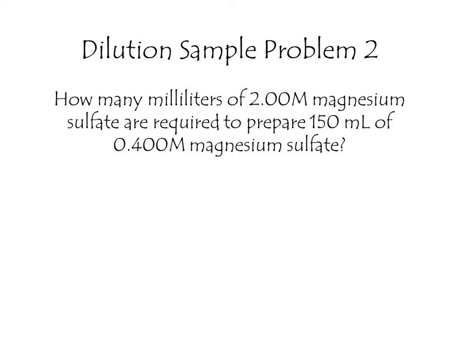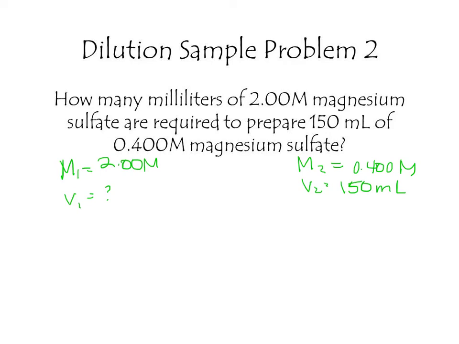And if you've noticed, this question's also similar. You have 2.00 molar magnesium sulfate, and you're looking for how much you need to use in order to make 150 milliliters of 0.400 molar magnesium sulfate. So let's go ahead and write all our knowns. We know our M1, M2 and V2, and we don't know our V1, so let's put a question mark. It's 2.00 molar for M1, and for M2, it is 0.400 molar. For V2, it's 150 milliliters. And again, we do not need to convert milliliters into liters because we are looking for the answer in milliliters.